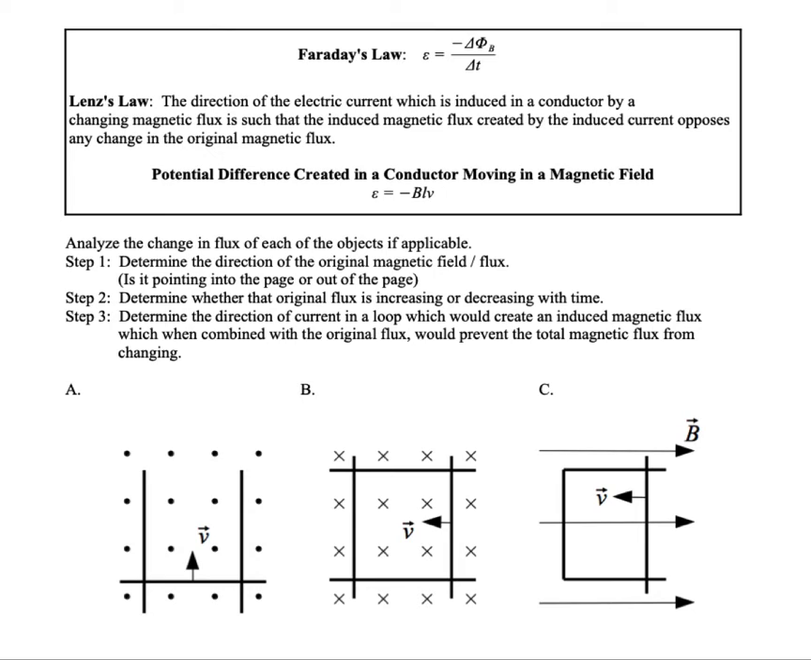In this video, I'm going to solve the following problems if possible using Lenz's law. Lenz's law says the following. The direction of electric current which is induced in a conductor by a changing magnetic flux will be such that the induced magnetic flux created by the induced current opposes any change in the original magnetic flux. That's a lot to take in, and let's go ahead and do an example to explain what it means.